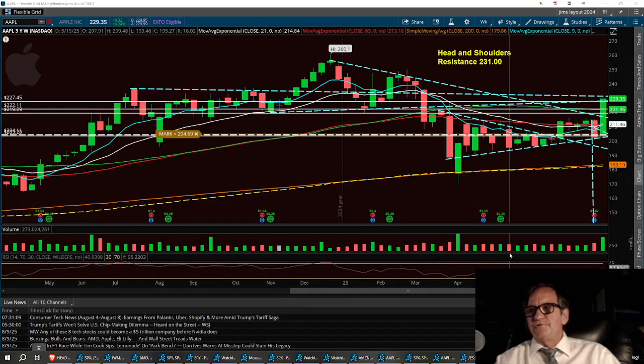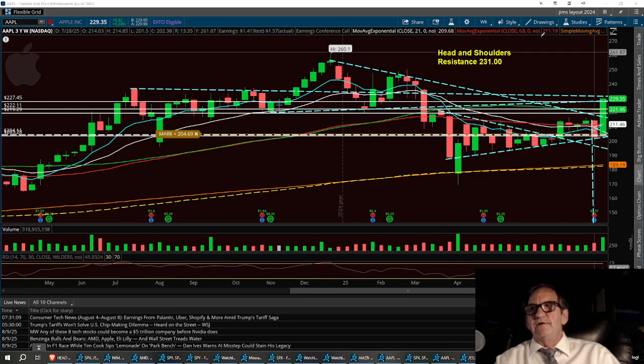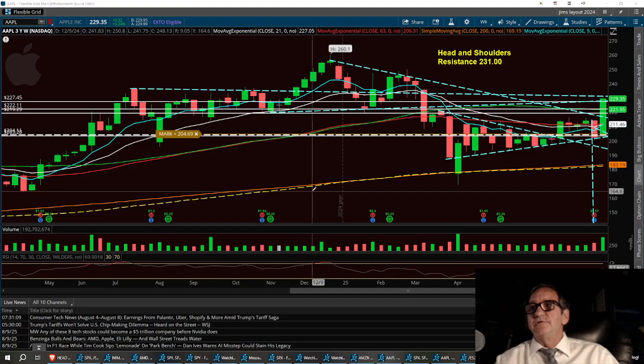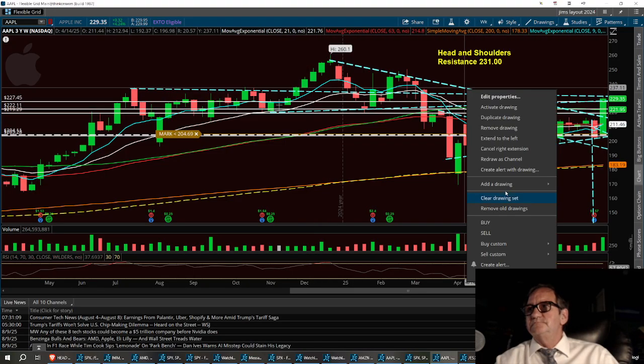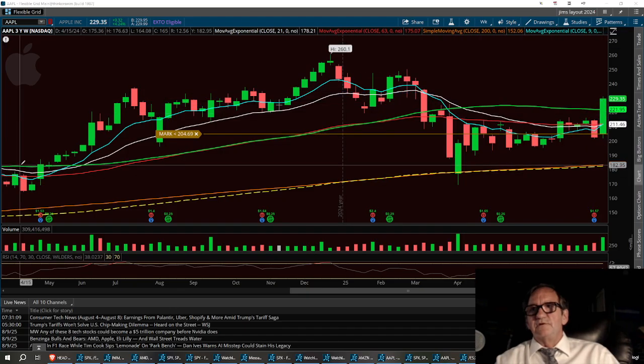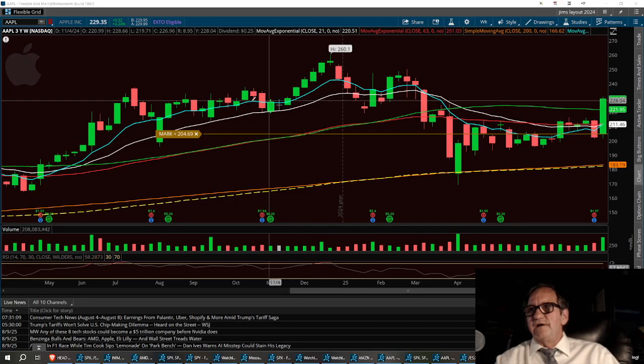So this is the Apple chart, and as you can see, we're on the weekly time frame, and I called the resistance out at 231 even. And I'm going to go ahead and clean this up and show you where I like to get out of a trade. So let's clean it up. This is a weekly time frame, and as you can see, we've got two left shoulders, a head, and we just draw that shoulder line straight across on these two left shoulders.